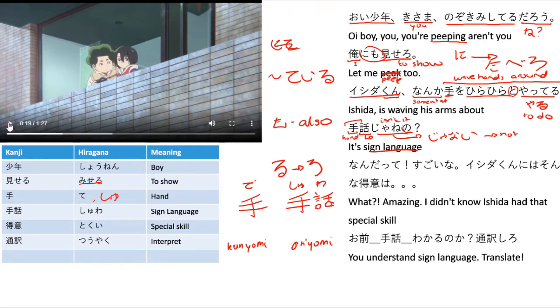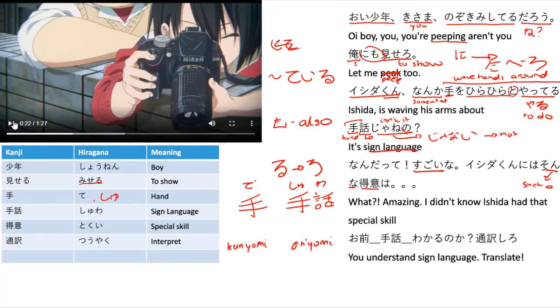So he's just said nandatte before, but sugoi na, sugoi means awesome. Ishida-kun ni wa sonna tokui wa. So the tokui in this case is a special skill, and there's an implication that he's going to say something like, I didn't know he had such a skill. Sonna tokui wa. Yeah, and then so on. But it's implied that he's going to say, I didn't know he had such a special skill. Again, sonna means such a skill. And okay, we'll see if you can work out these particles here. He doesn't actually use the particles, he omits them.